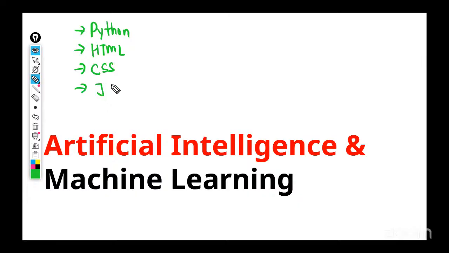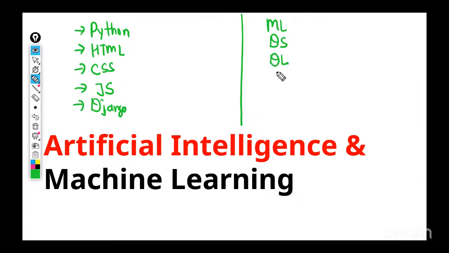We have seen JavaScript from basic to advanced. We have seen Django from basic to intermediate, I can say. Now we'll come to our next topic. Let's say machine learning. Then we'll come to data science. Then we come to deep learning.